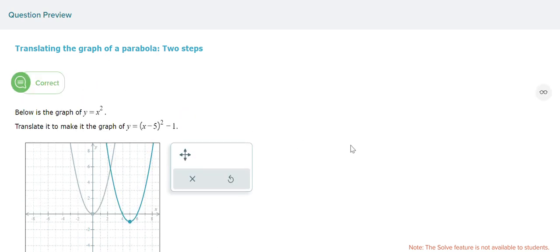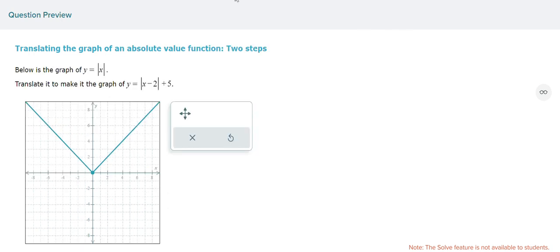And we're going to do one more, right? So this is translating a parabola. However, regardless of what graph you have, the steps are pretty much the same. We're looking for horizontal and vertical shifts. Let's see if we can find another one.